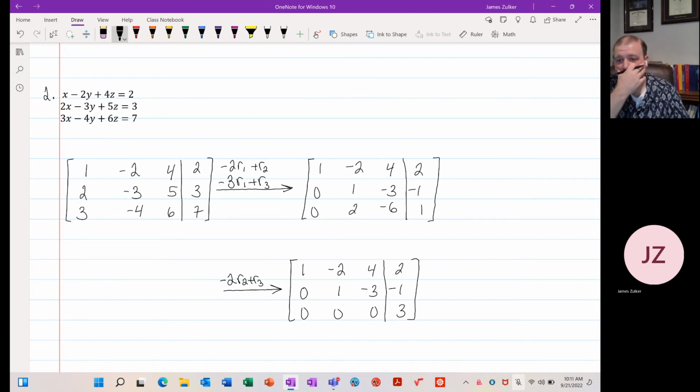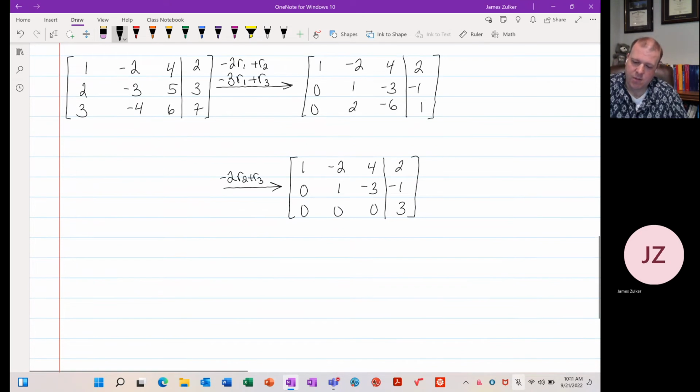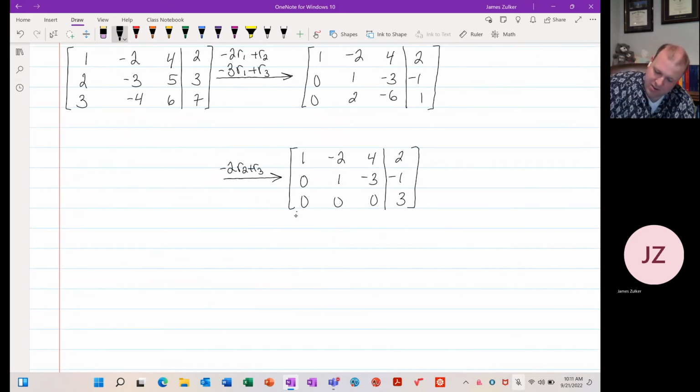Now here, you can stop, right? Because what this last row is saying is that 0 is equal to 3, which is nonsense, right? So our solution is the empty set. There is no solution.